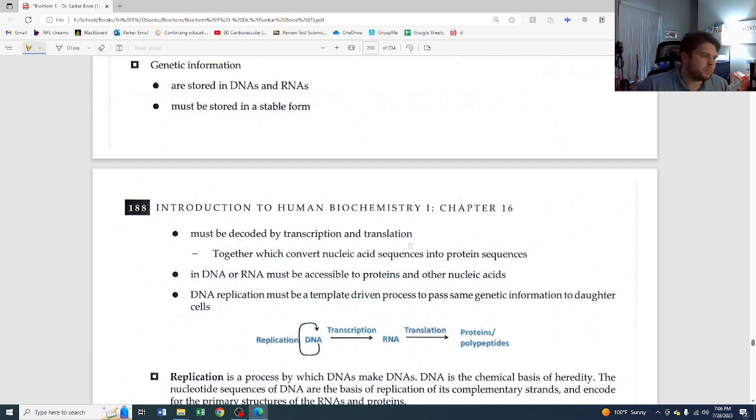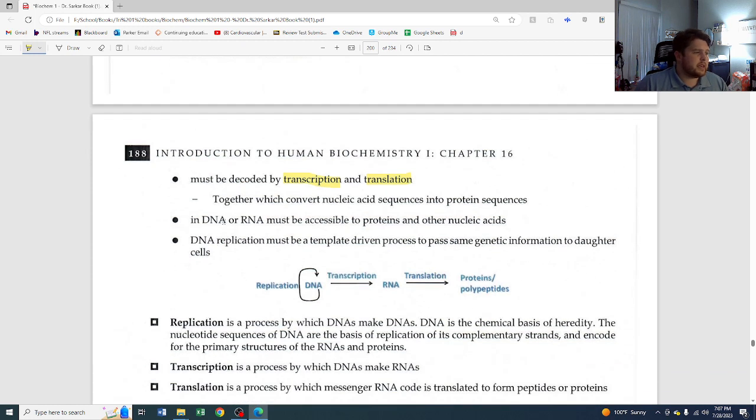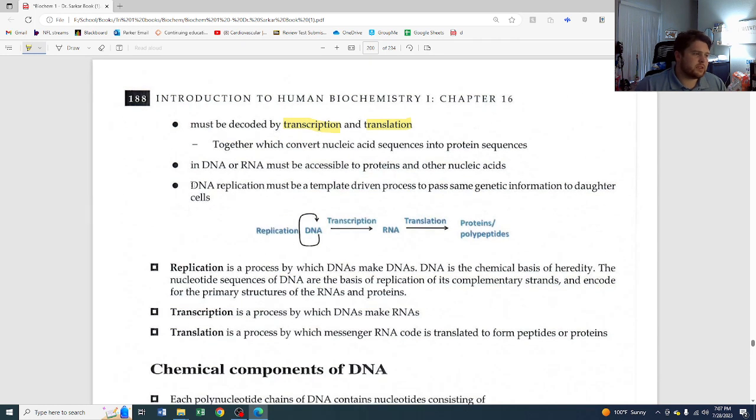Okay, so our genetic information must be decoded by transcription and translation, where transcription is making that RNA, and translation is turning that RNA into proteins. Together, these two convert nucleic acid sequences into protein sequences. In DNA or RNA, the information must be accessible to proteins and other nucleic acids. DNA replication must be a template-driven process to pass the same genetic information to daughter cells.